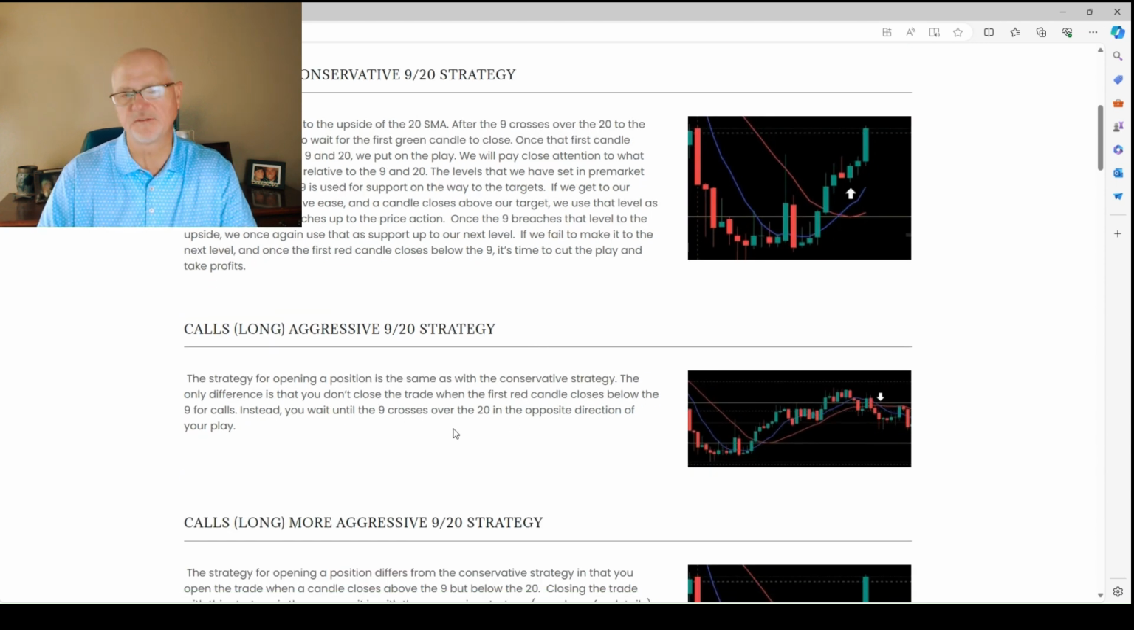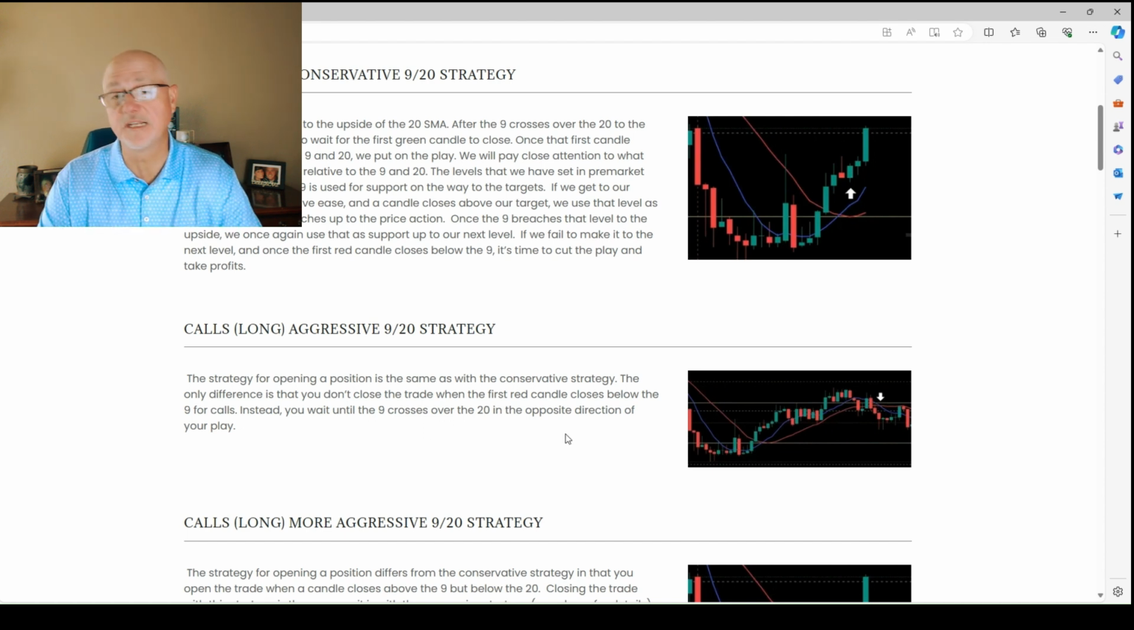Now, let's talk about the aggressive strategy on the 920. The strategy for opening is the same thing as the conservative strategy. The only difference is you don't close the trade when the first red candle closes below the 9. Instead, you wait for the 9 to cross over the 20 in the opposite direction.